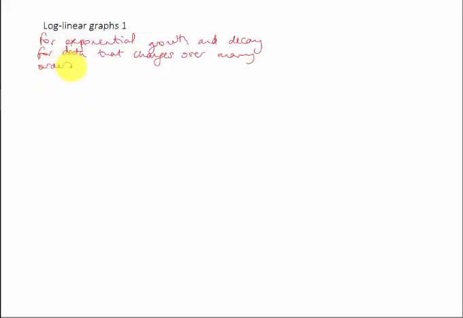So if we're going to be looking at exponential growth and decay, or generally for data that changes over many orders of magnitude, which this is, then we're going to be using a log linear graph or a semi-log graph. And what is that?